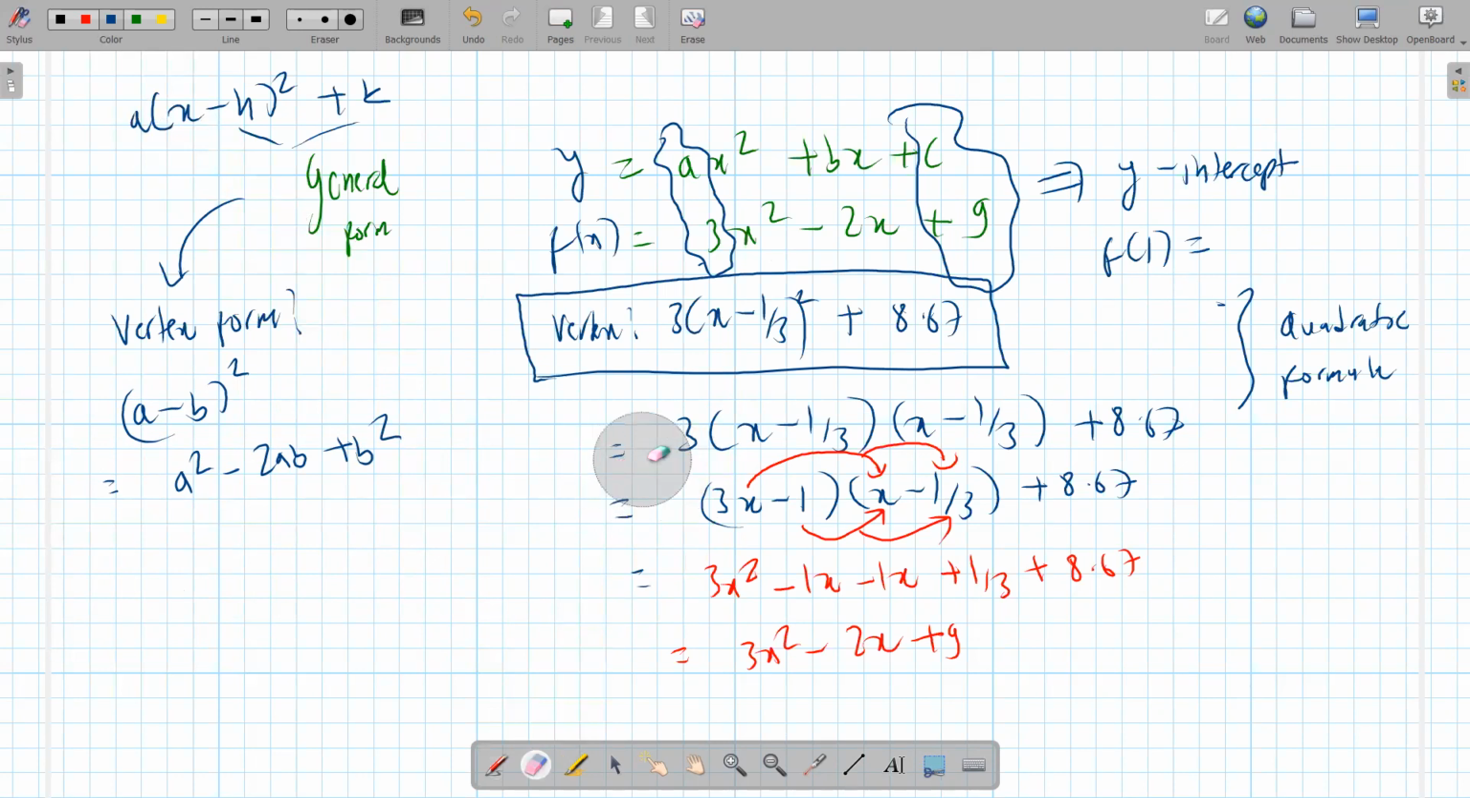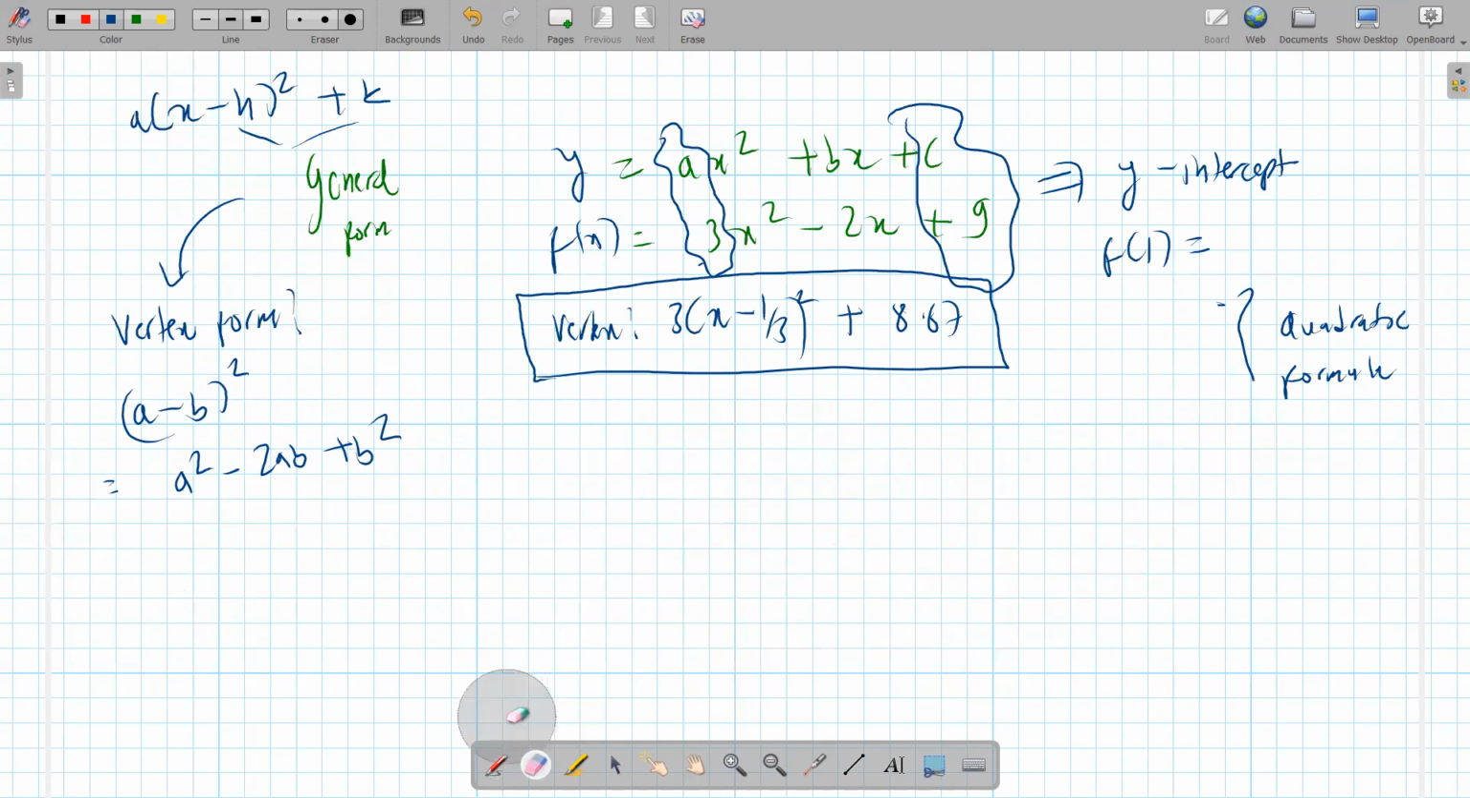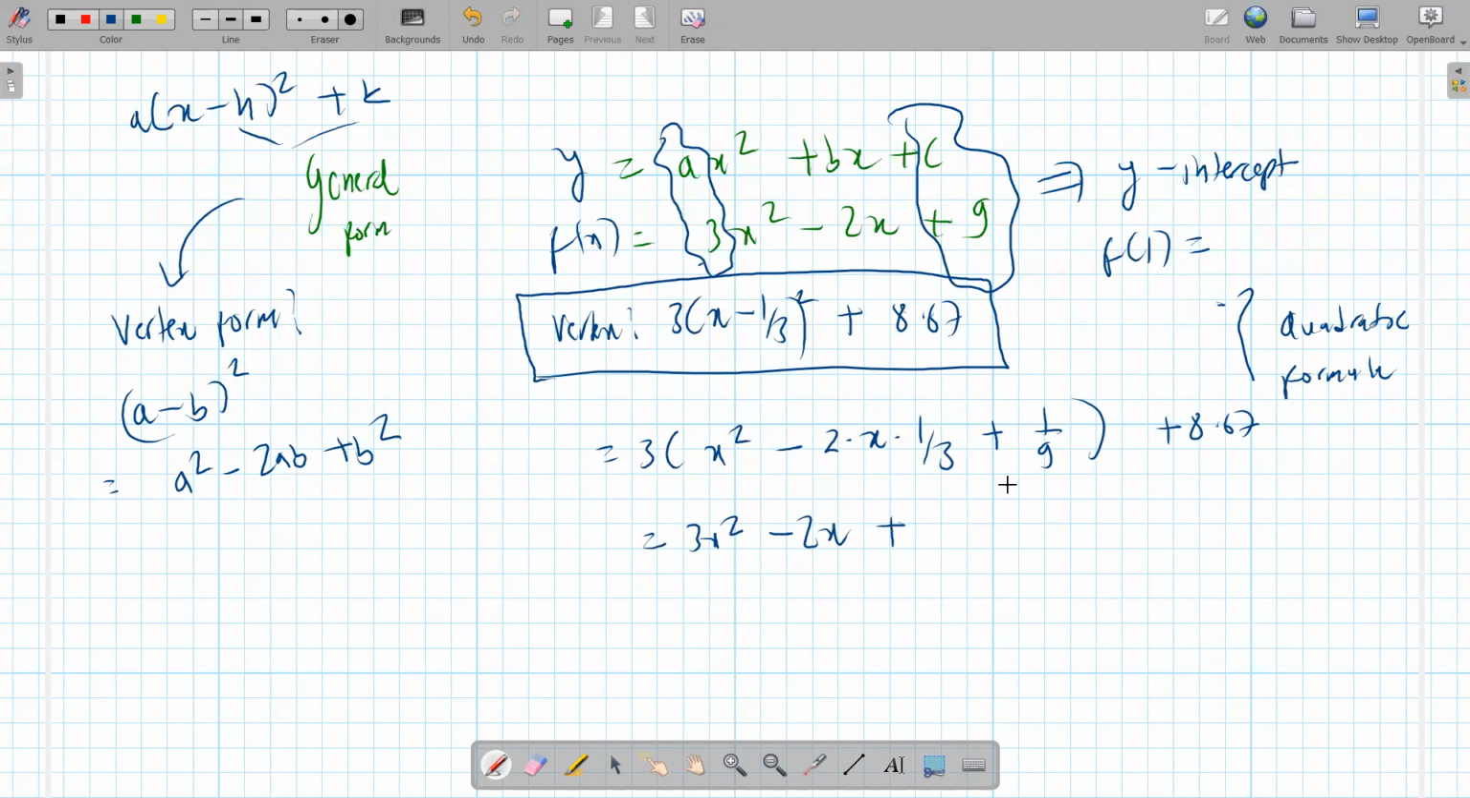So here you'd get x squared minus 2 times a, which is x, times b, which is 1/3, plus 1/3 squared, which is 1/9. Plus 8.67. Then you open the brackets, and you would get 3x squared, and this 3 cancels out with the 3 in the denominator, so minus 2x, plus 3 times 1/9 is 3/9, which is 1/3, plus 8.67. Basically we got the same thing.